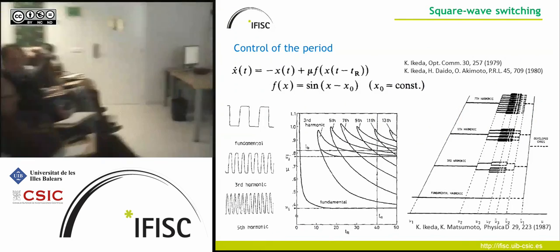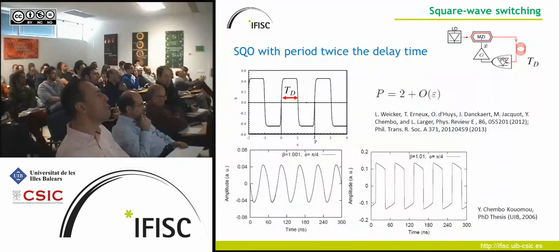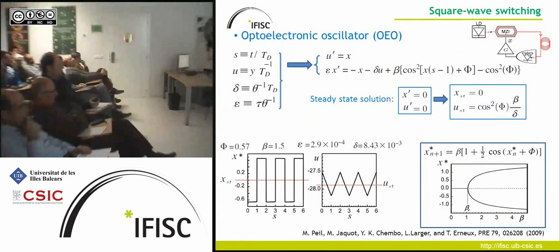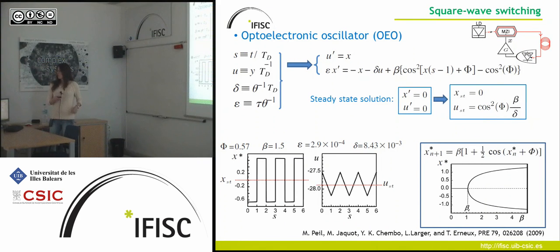When you talk about negative phase, you mean negative time? No, negative values of the feedback phase. The phase in this equation, this parameter. The parameter that controls. Yes. Okay, the phase there. Okay. Depending on this parameter, you can have solutions of period once the delay or twice the delay.